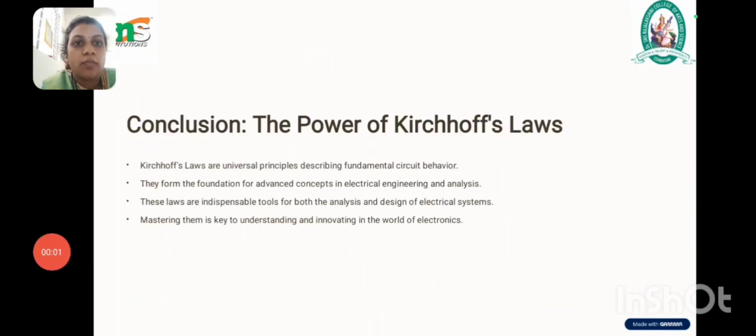Finally, the conclusion: the power of Kirchhoff's laws. Kirchhoff's laws, KCL and KVL, are fundamental tools in electrical engineering that apply the principles of conservation of charge and energy to electrical circuits. They are universal principles describing fundamental circuit behavior, supporting advanced concepts in electrical engineering, both the analysis and design of electrical systems, and innovating in the world of electronics.